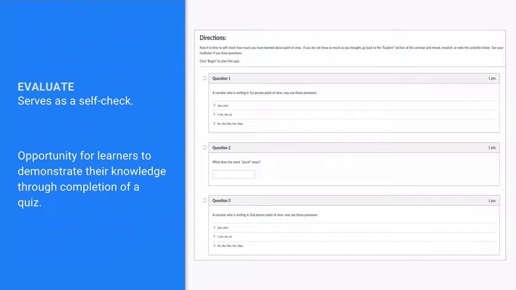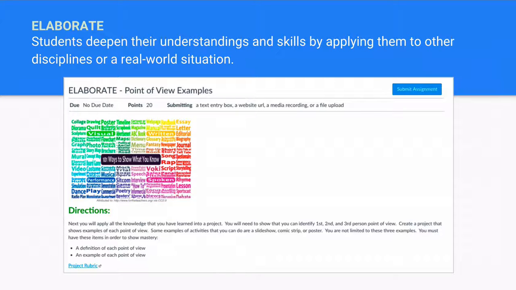Or the student can move forward to the next E, the next stage of learning, which is the elaborate stage.